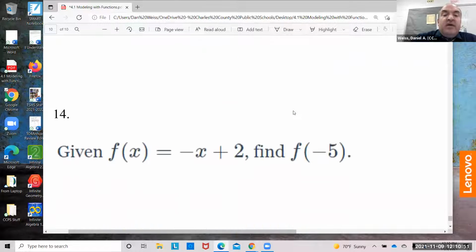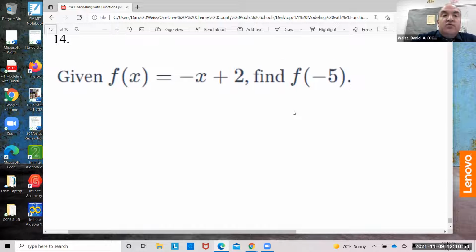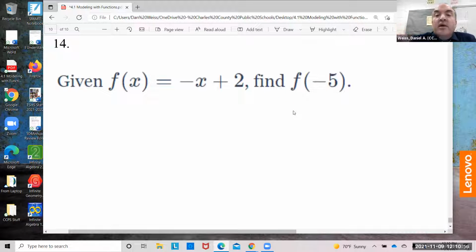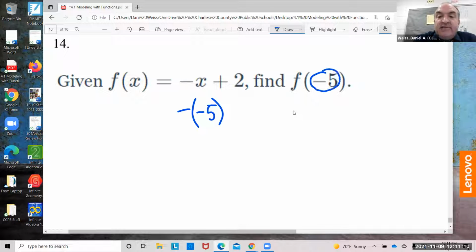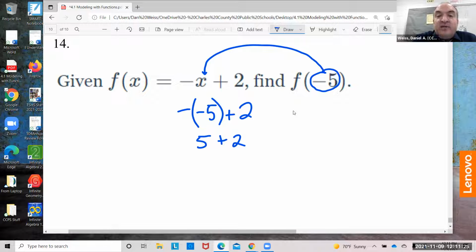Next. Now be careful here. Watch what happens here. It's negative x plus 2. So negative x. Instead of x, I'm putting in negative 5, because x is negative 5. Goes into x. So do you see that we have negative negative 5 plus 2, or opposite of negative 5? Opposite of negative 5 is positive 5 plus 2. 5 plus 2 is, of course, 7.